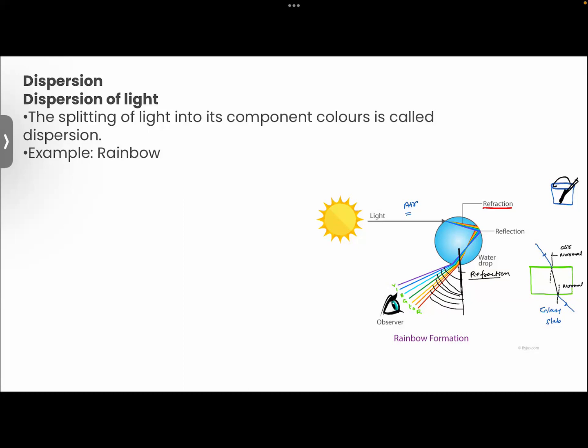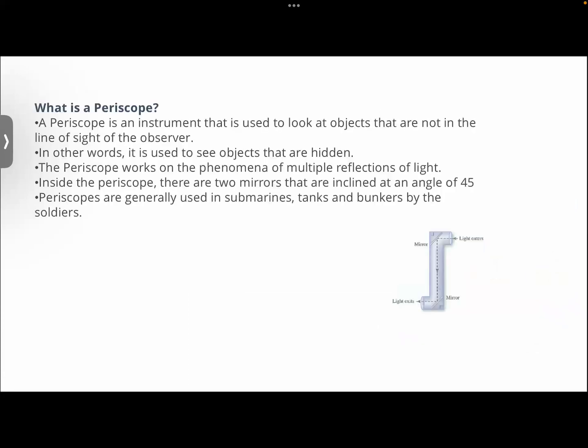Also, I told you that reflected light can be reflected again. That is the concept of multiple reflection.